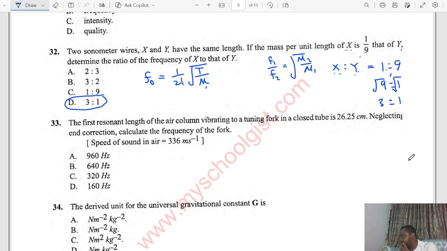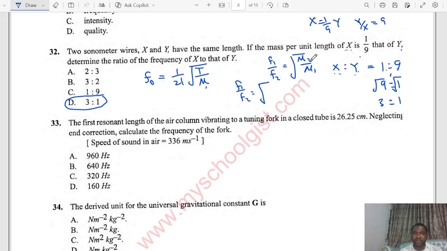Now, some of you may understand what I just did, but if you don't, you can also use this formula. You can say F1 over F2 is equal to the mass per unit length of X over Y. When you say X is equal to 1/9 Y, that means Y over X is equal to 9. That's what it means if you cross multiply.